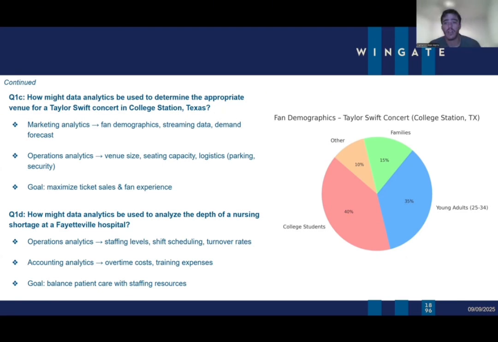For our last question here, how might data analytics be used to analyze the depth of a nursing shortage at a Fayetteville hospital? So here, operations analytics focuses on the staffing levels, scheduling, and the turnover rate. And accounting analytics looks at the cost of overtime and training, because obviously nurses work long hours, so this is very important to the business. This analysis helps the hospital balance patient care with the resources and budget they have. So overall, these examples show that analytics isn't just for making businesses more profitable, but it can also help solve important community issues like healthcare.